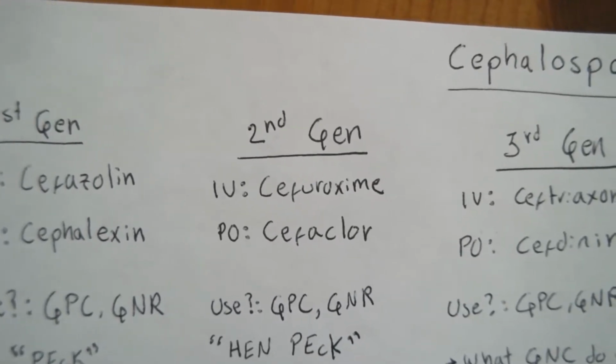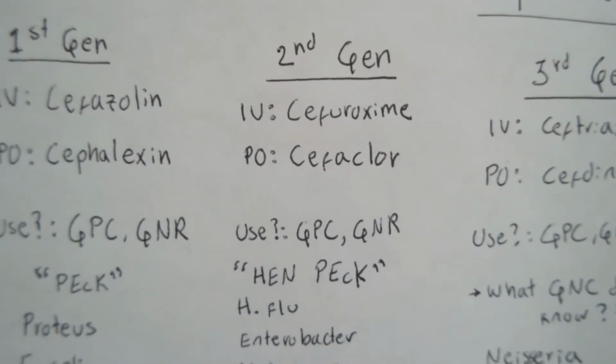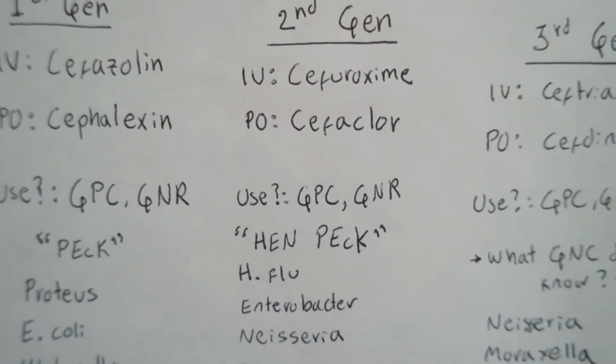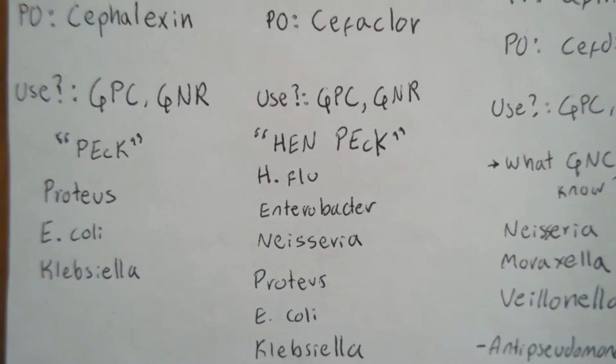We have the mnemonic HENPEC for H. flu, Enterobacter, Neisseria, and again Proteus, E. coli, and Klebsiella. Very important.